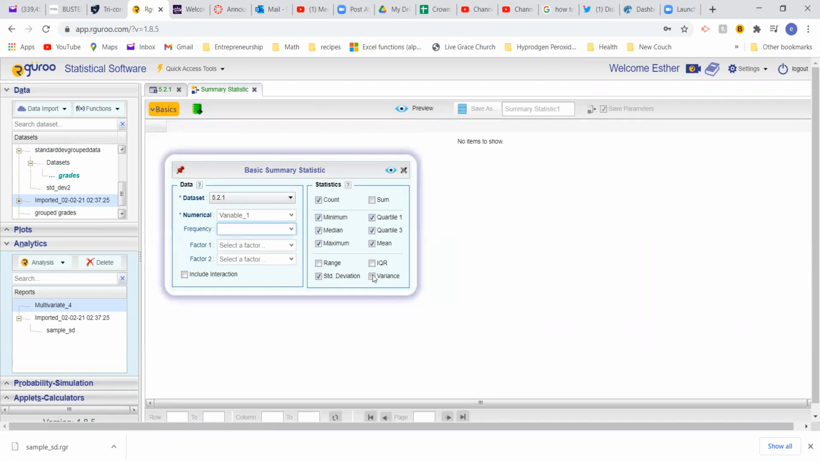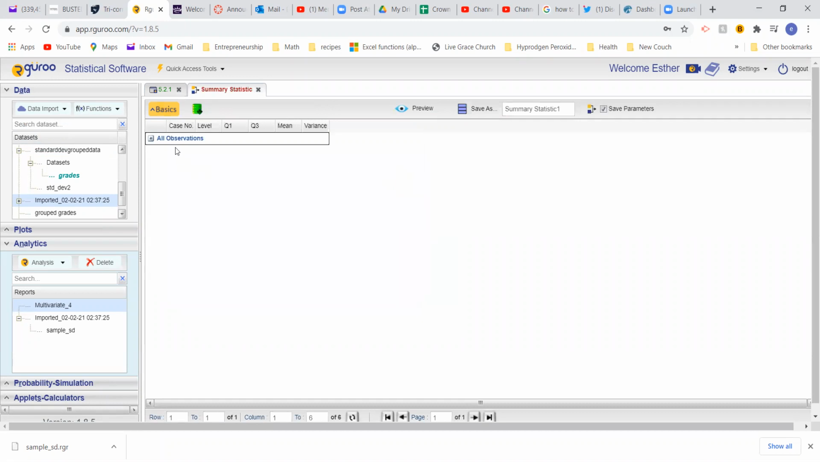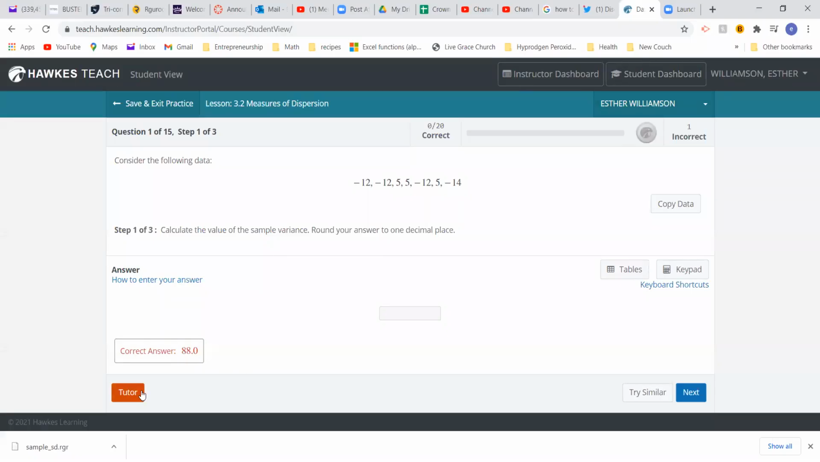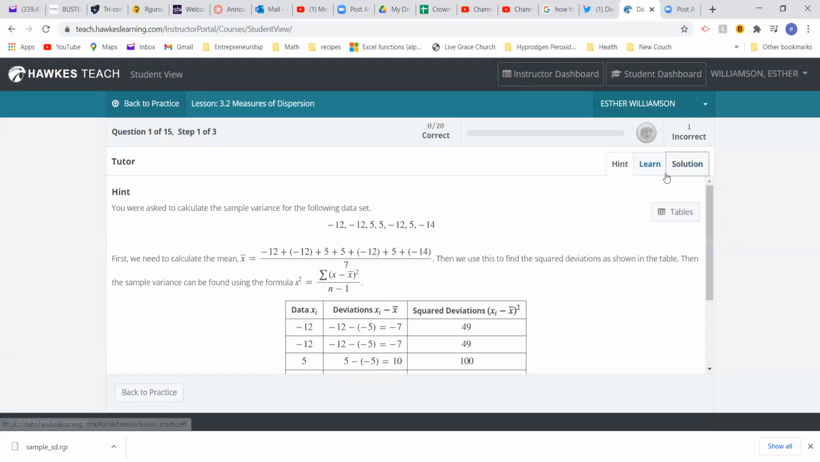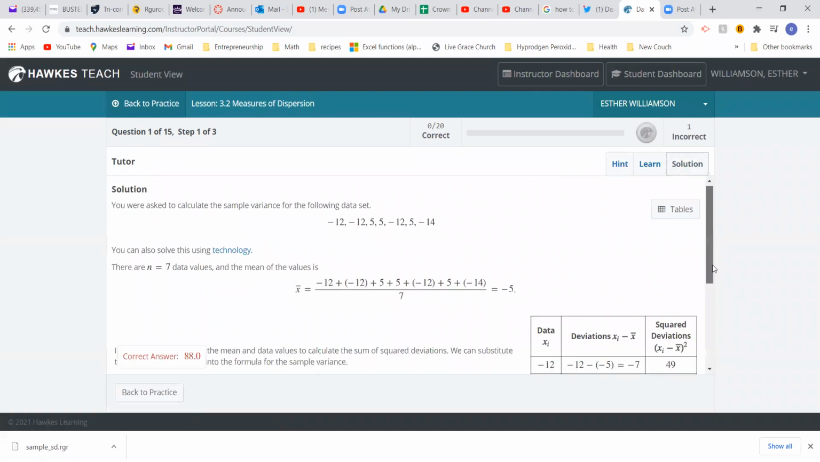And then all I really need is the variance. So you can undo the rest of these or just print it, doesn't matter. And then press your I. And there is the variance, 88. And as you can see, the correct answer here is 88. If you press the solution button, it will take you through how to hand calculate that.